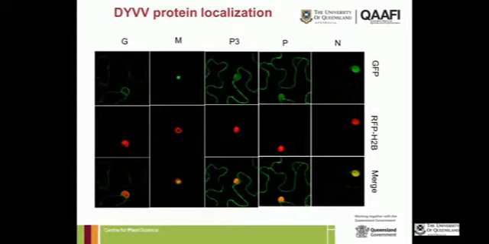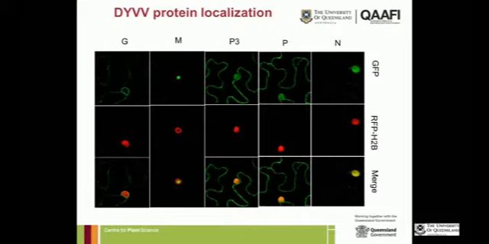And this is what we see when we do the fluorescent protein localization. Here's the nucleoprotein of this virus, clearly in the nucleus and a little bit in the cytoplasm, again with a reference to the red RFP histone 2B. The phosphoprotein is in the nucleus and in the cytoplasm. The movement protein, here called P3, has a similar localization.